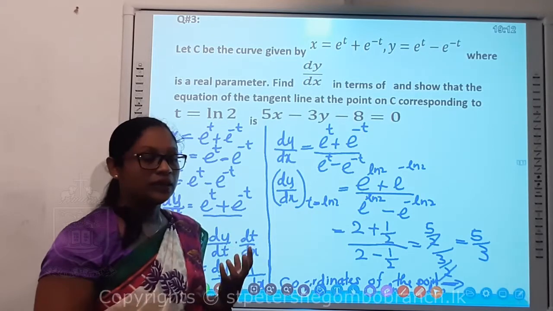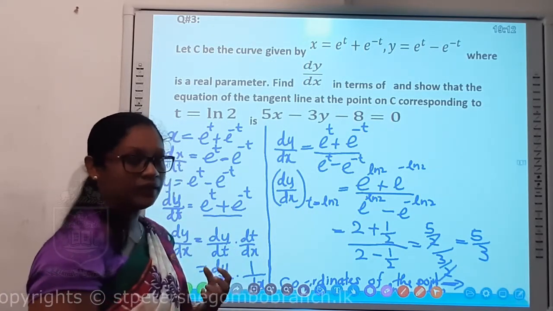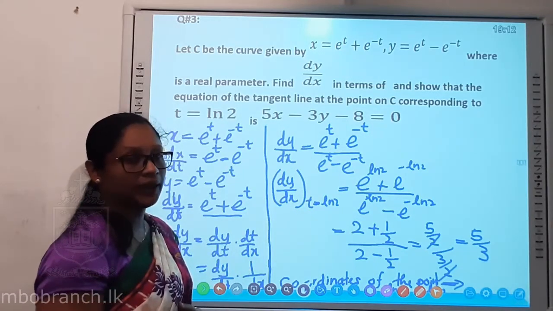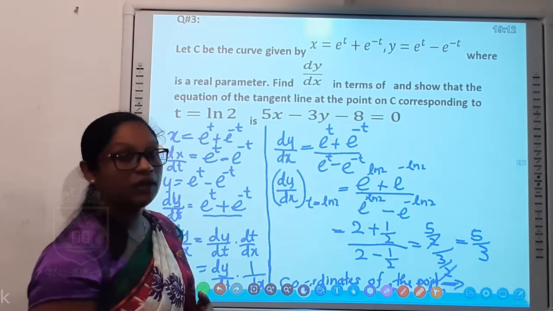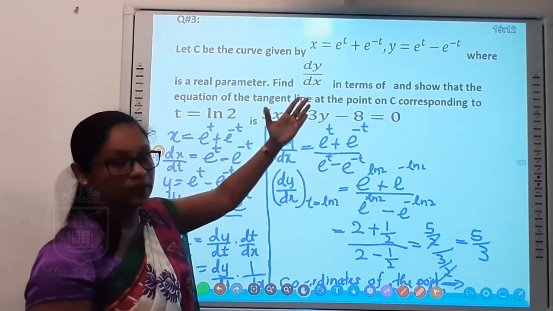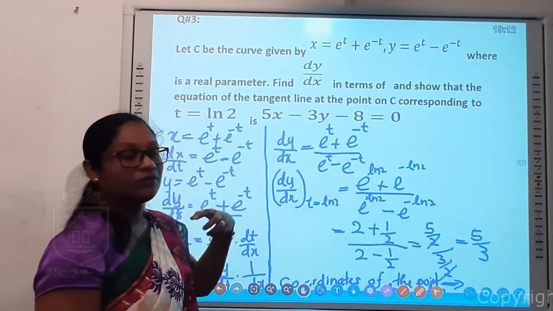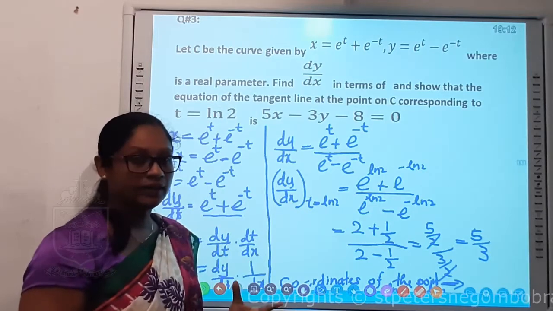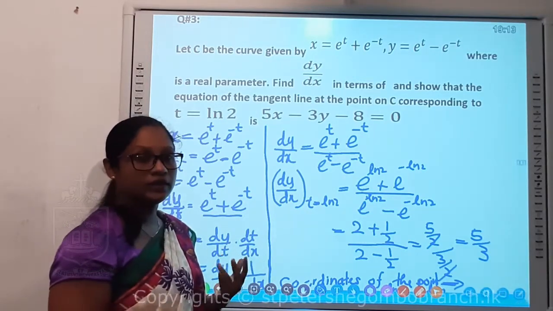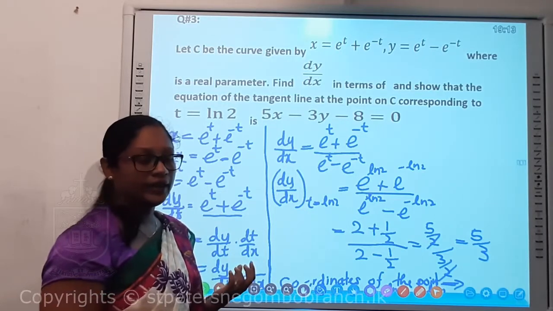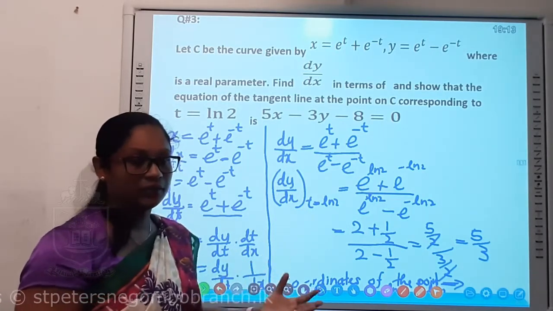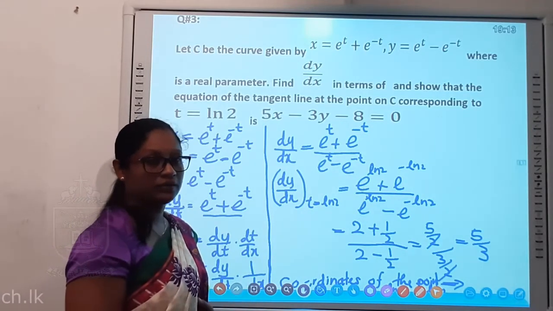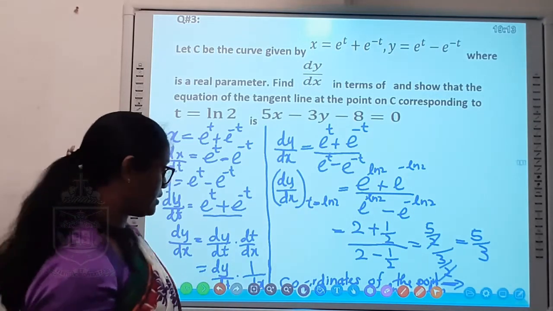Once you found the value of the gradient, you have to find the respective point, right? To find the point, you can use the parameter t equal to ln2. Use the x and y equations to find the x coordinate and y coordinate. Once you found the gradient and also the point, you can use the straight line theory. Just take a general point, write the gradient in terms of those 2 points, and equate that to the gradient which you found, right? That is the path you want to apply, right? I hope you understood this, and we will move to the next question.